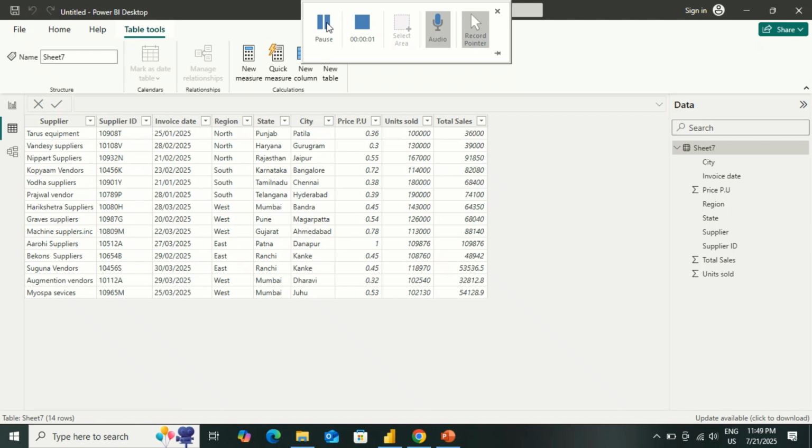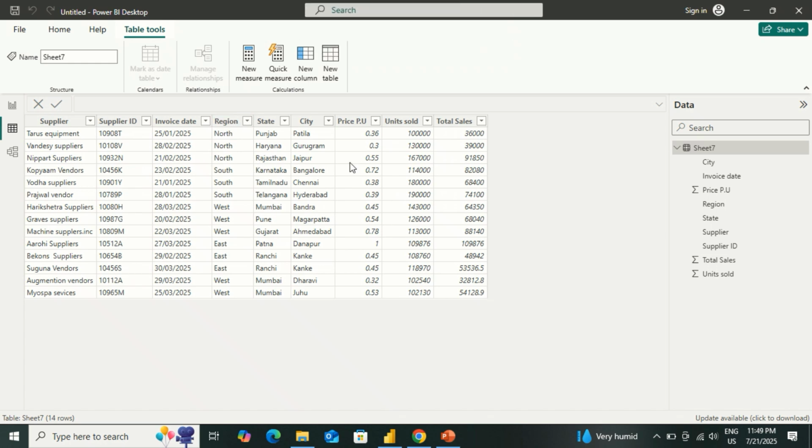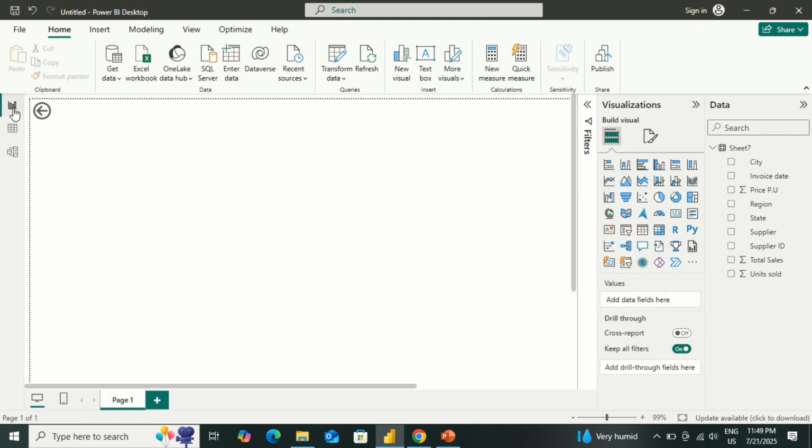Hello guys. Today we are discussing the key influences visual in Power BI. Here I have data of price per unit, units sold and total sales. So I go to report view, and here there is a key influences visual.